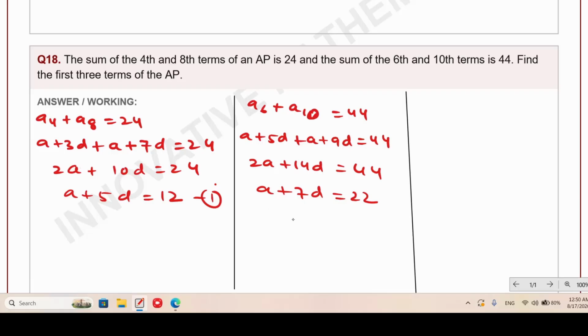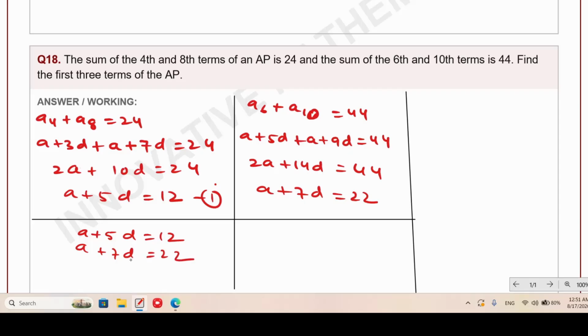So from first and second, इससे और इससे दोनों को सॉल्व कर लेते हैं. Let's solve. So a plus 5d equals 12 and a plus 7d equals 22. सब्ट्रैक्ट करो, ये माइनस हो जाएगा. Minus 2d equals minus 10. Therefore d equals 5.